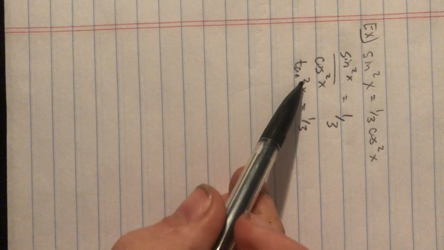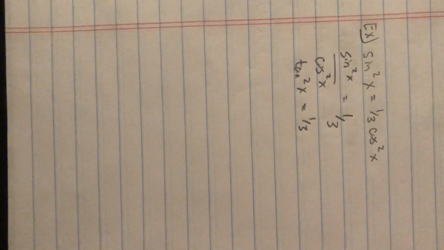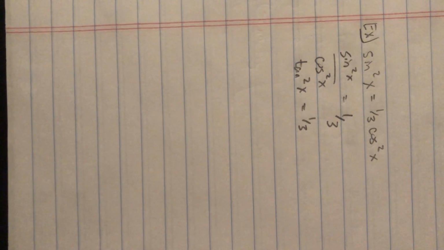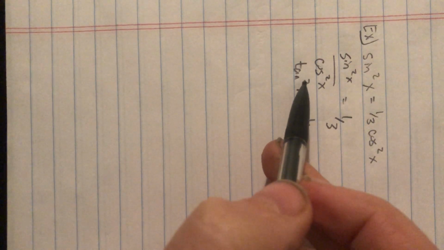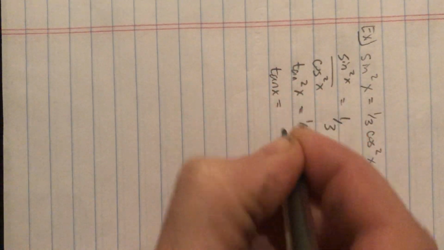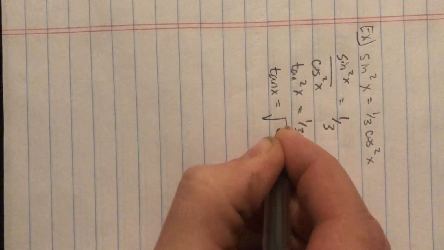If it didn't have the squared, then we would just ask ourselves what has a tangent value of 1/3. That's not when it's on the unit circle. You'd have to draw your triangle and figure it out that way. For this one, we're going to have to take the square root first before we ask ourselves what has a tangent value of something.